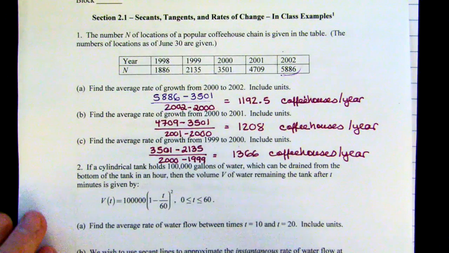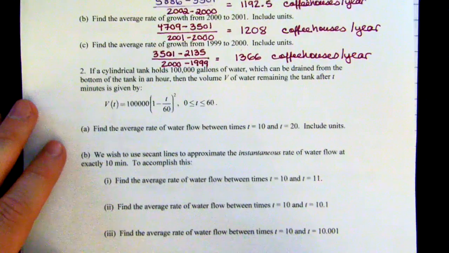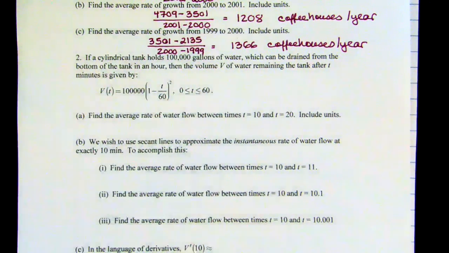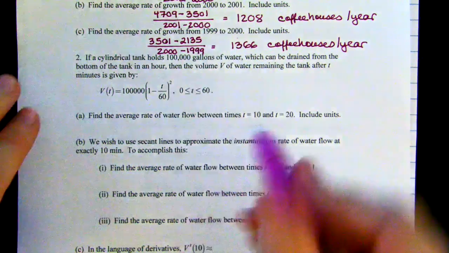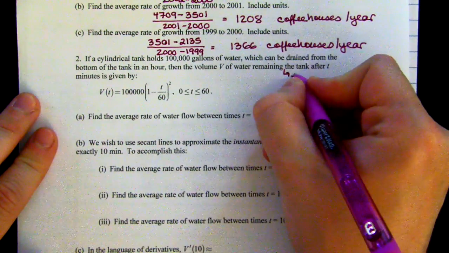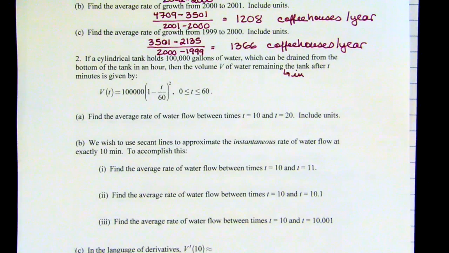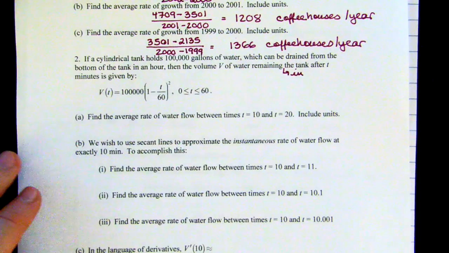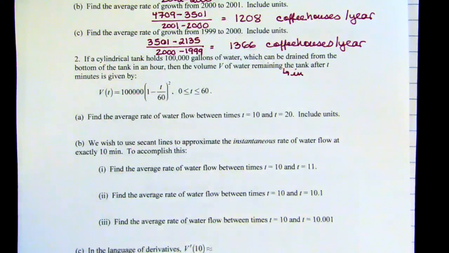Next, let's take a look at problem number 2 on here. If a cylindrical tank holds 100,000 gallons of water, which can be drained from the bottom of the tank in an hour, then the volume of water remaining in the tank after t minutes is given by this formula over here. In letter A, I want to find the average rate of water flow between t equals 10 and t equals 20, and I want to include units.